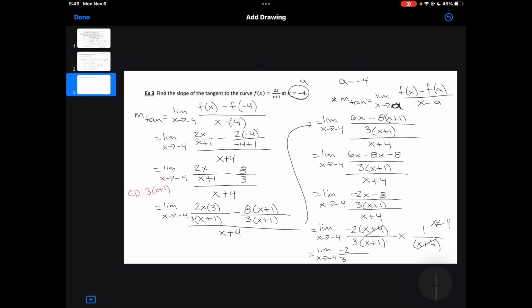So we've got minus 2 over 3 times x plus 1. That means that for the slope of our tangent, if we plug in minus 4 there, we get minus 4 plus 1, which is minus 3, and 3 times 3 is 9. And so the slope of our tangent is going to be 2 over 9 when we evaluate at that point. And those are some examples of how to find the slope of the tangent to the curve at a particular point using limits, which is our algebraic method.